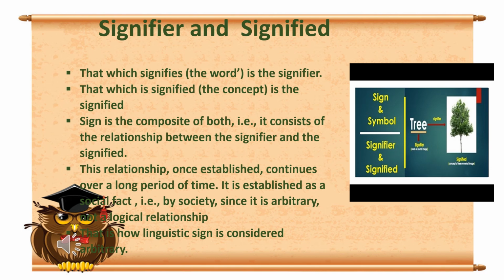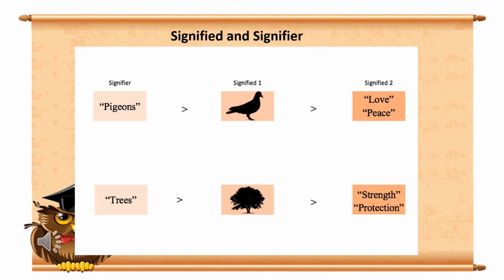And this relationship, once established, continues as a social fact by society, since it is arbitrary, and also not a logical relationship. And that is how the linguistic sign is considered arbitrary. Okay, so let's have more examples about the signified and the signifier.